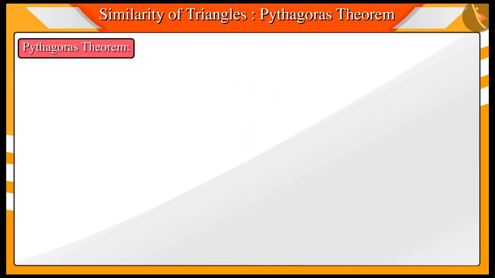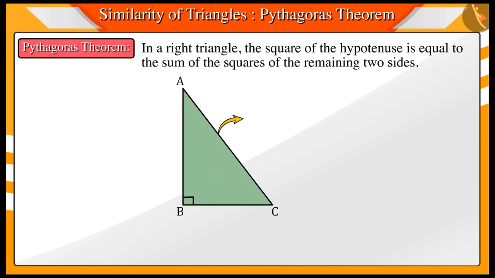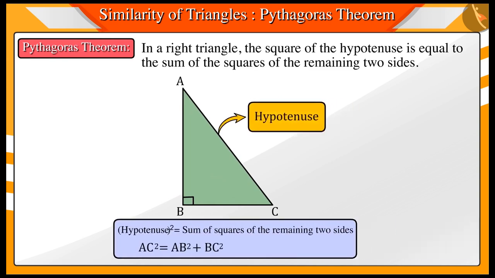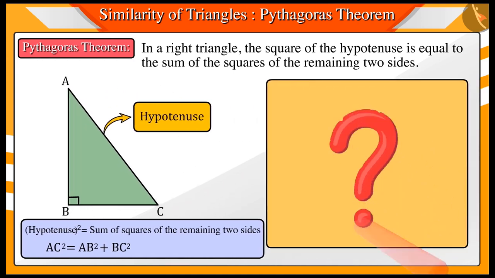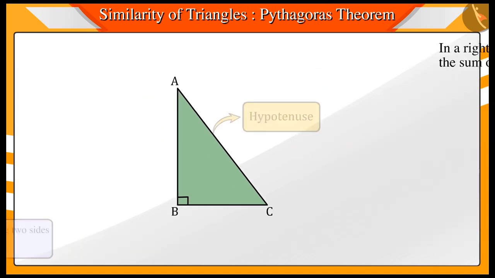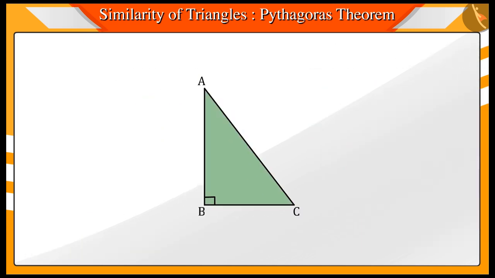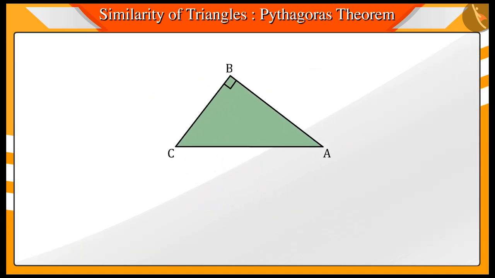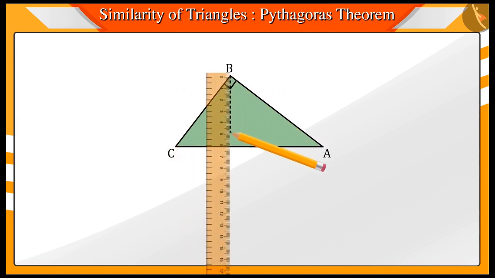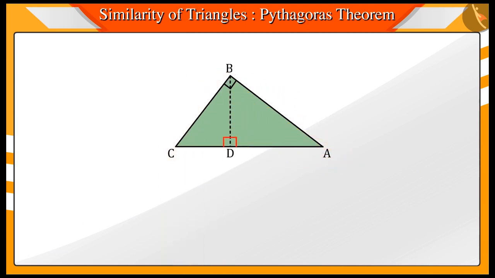Absolutely correct. According to the Pythagoras' theorem, in a right-angled triangle, the square of the hypotenuse is equal to the sum of squares of the remaining two sides. Can you tell why? To understand this, we rotate our right-angled triangle in this way. And then, from the right angle, we drop a perpendicular to the hypotenuse.